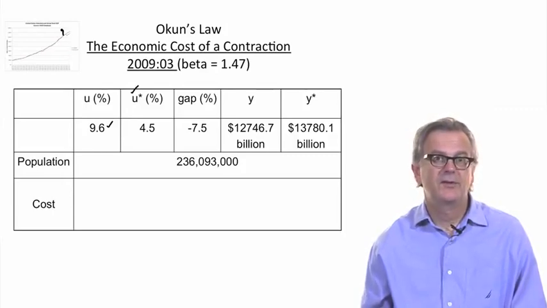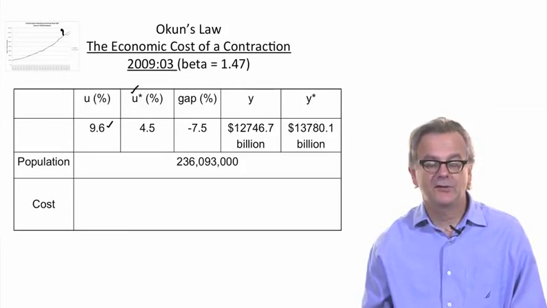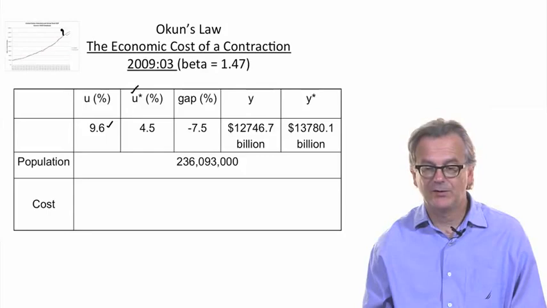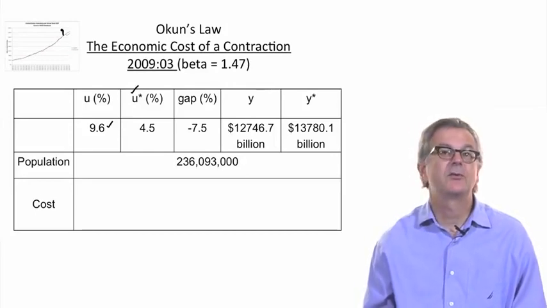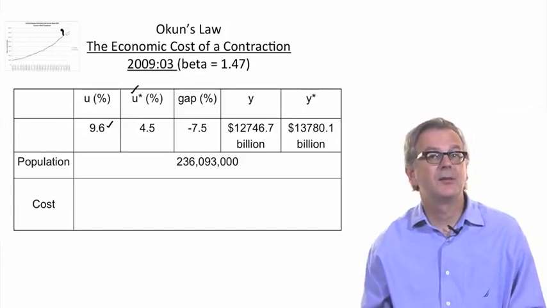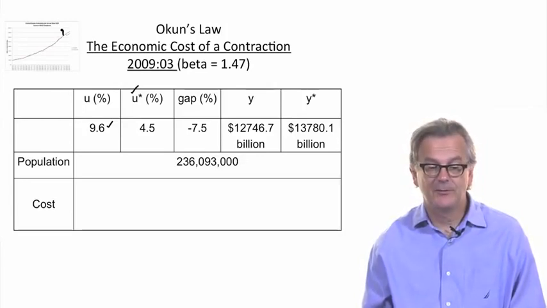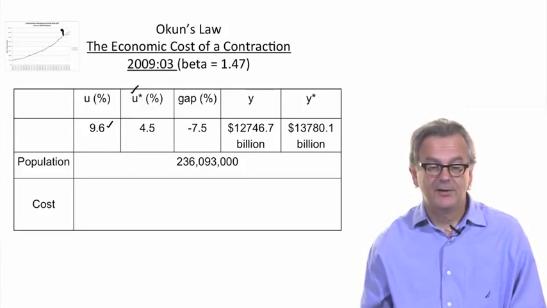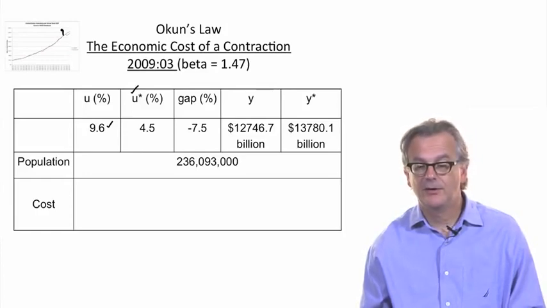The output gap, the percentage gap between actual and potential GDP, was 7.5%. So we have a contractionary output gap of 7.5%. Actual GDP, I've recorded there, $12,746.7 billion. And the data on potential GDP gives me a measure of $13,780.1 billion for potential GDP. The adult population in the United States over that period, 236 million.